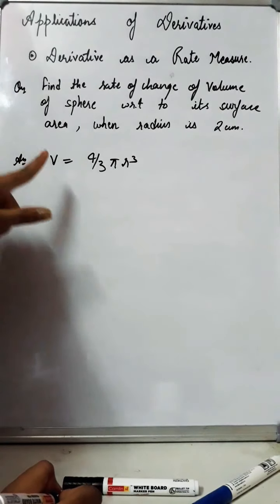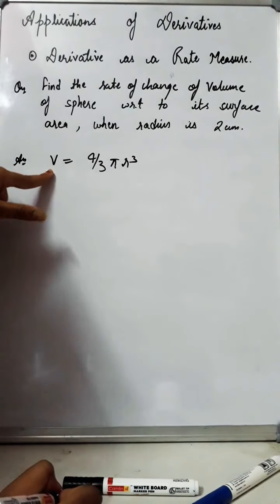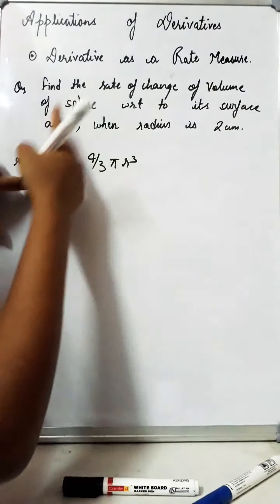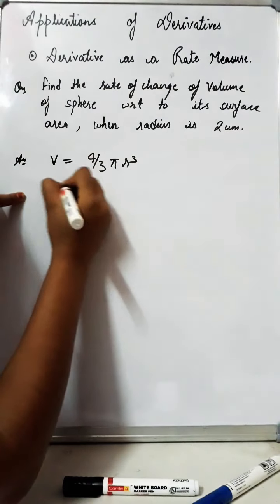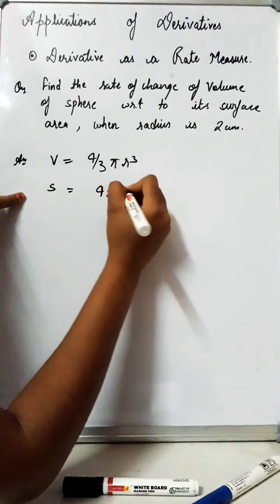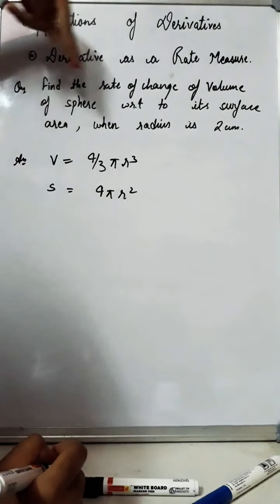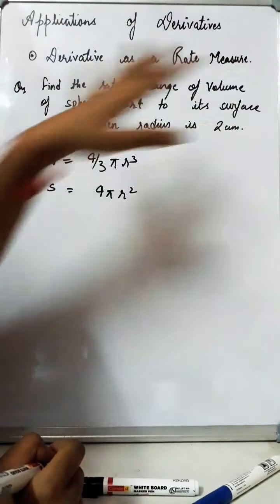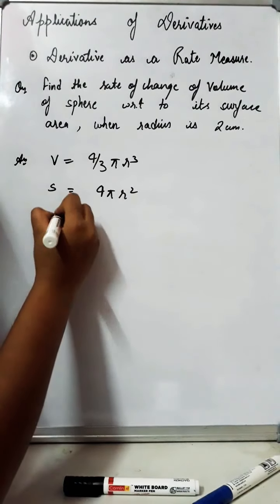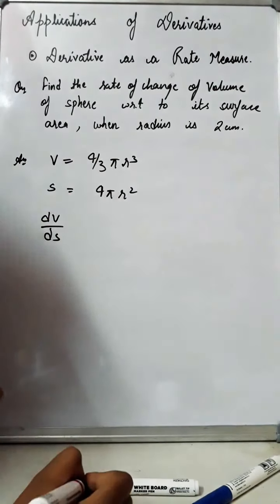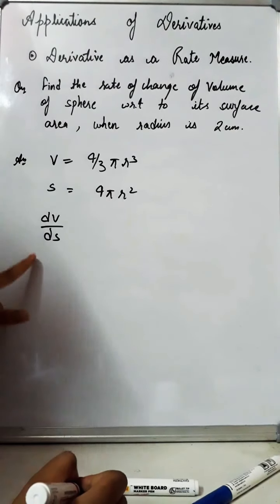The variable that is affecting the volume is surface area of that sphere only. So surface area is given by 4 pi r square. Alright, now find the rate of change of volume of sphere with respect to its surface area. That means dv ds. Getting the point? You have to find dv ds.